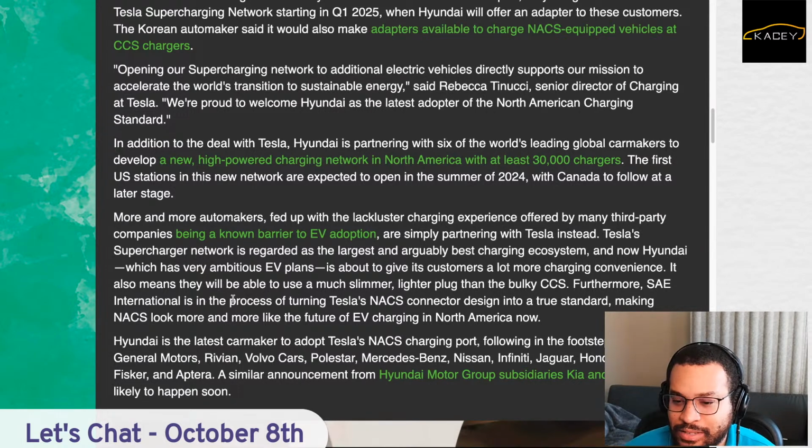It also means they will be able to use a much slimmer, lighter plug than the bulky CCS. And furthermore, SAE International is in the process of turning the NACS connector into a true standard, making NACS look more and more like the future of EV charging in North America now. I mean, if you didn't see it yet, there's literally a handful of companies that haven't jumped on board yet.